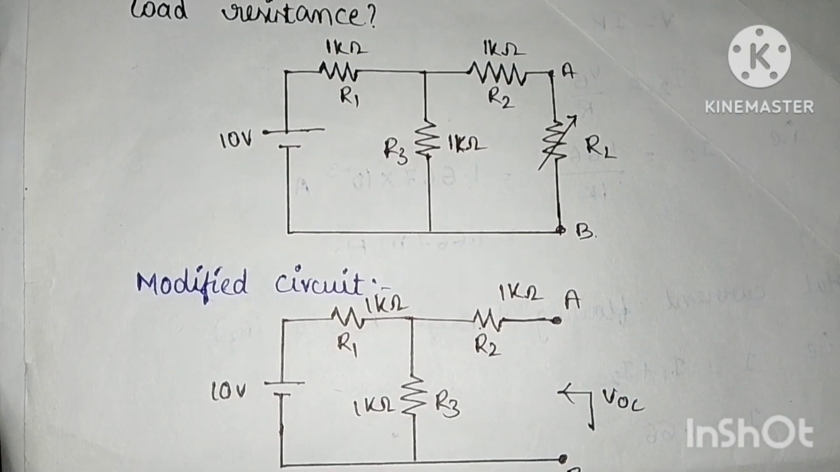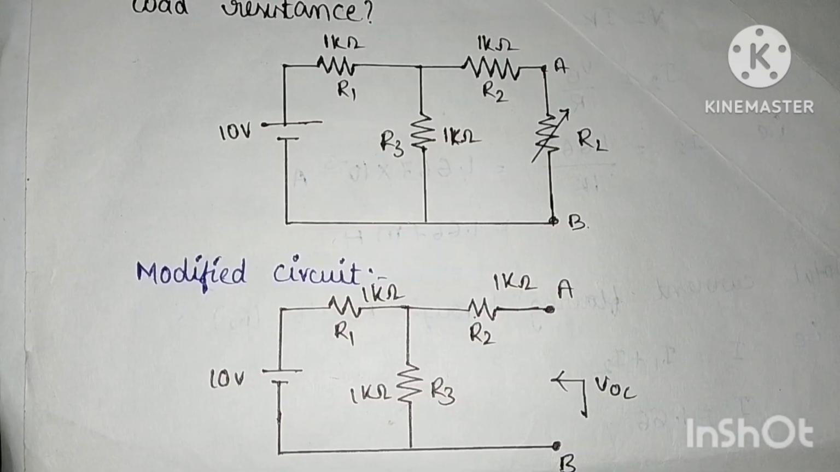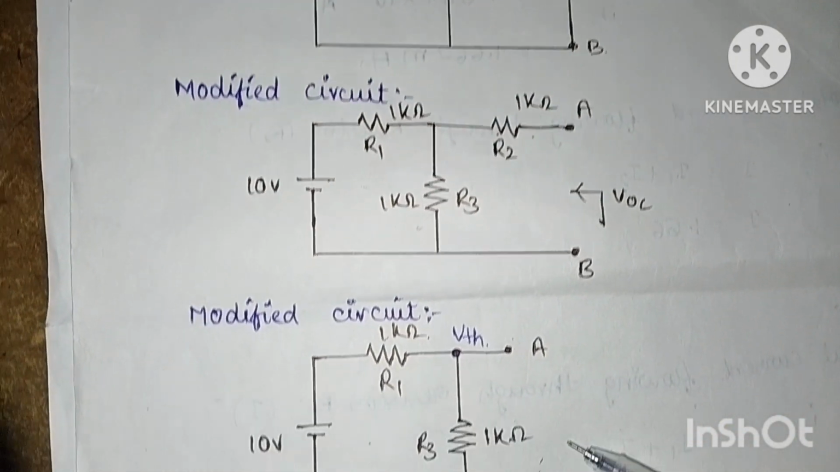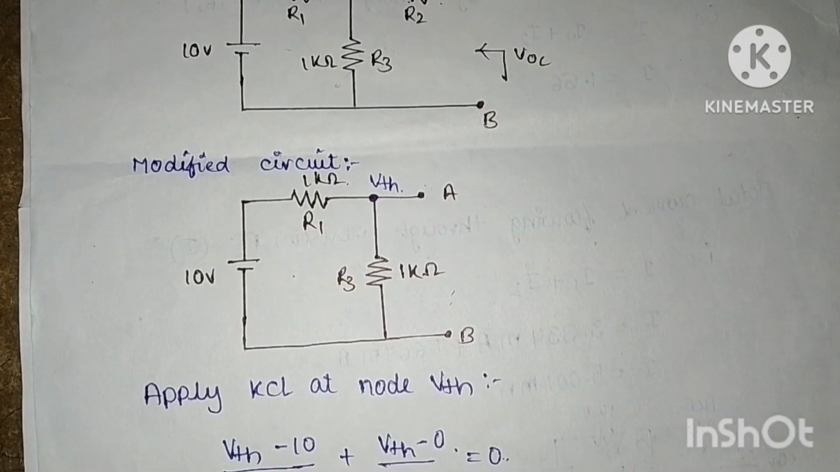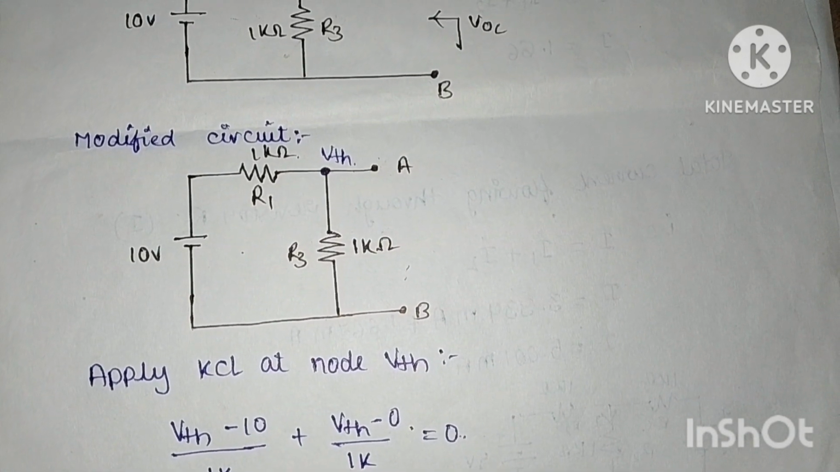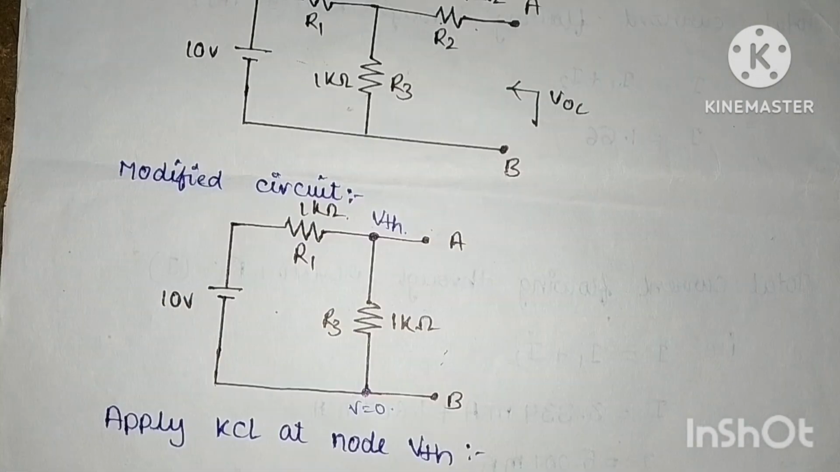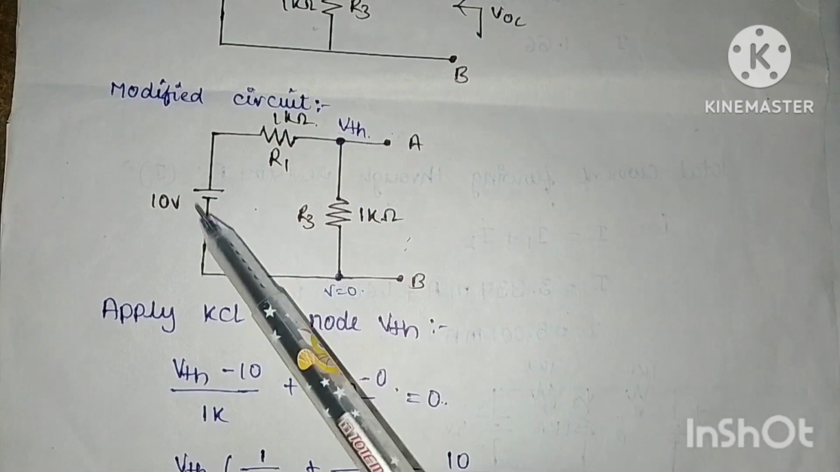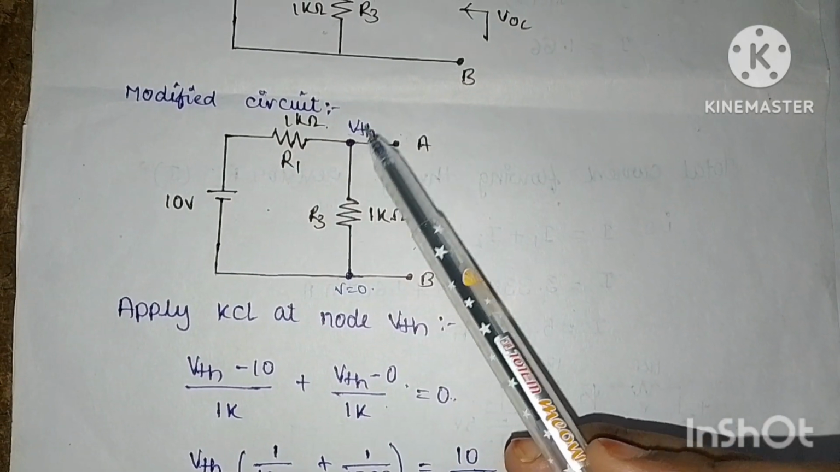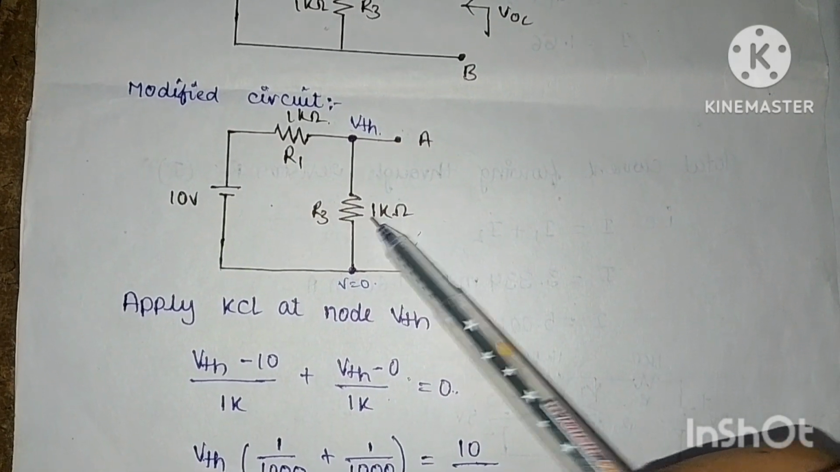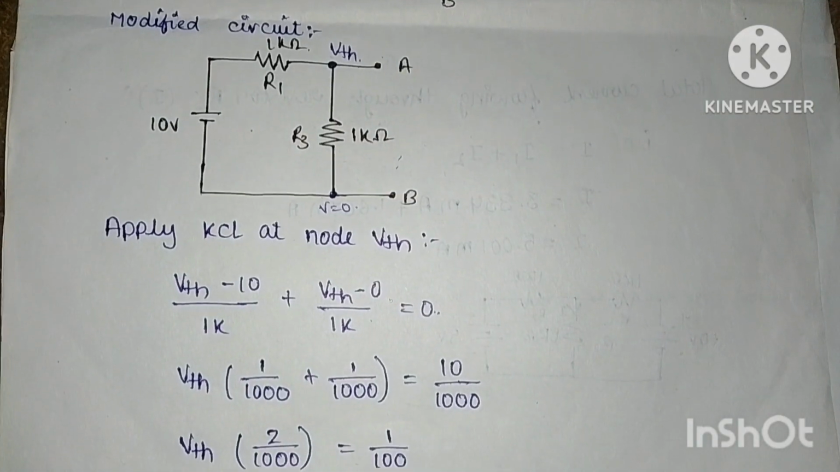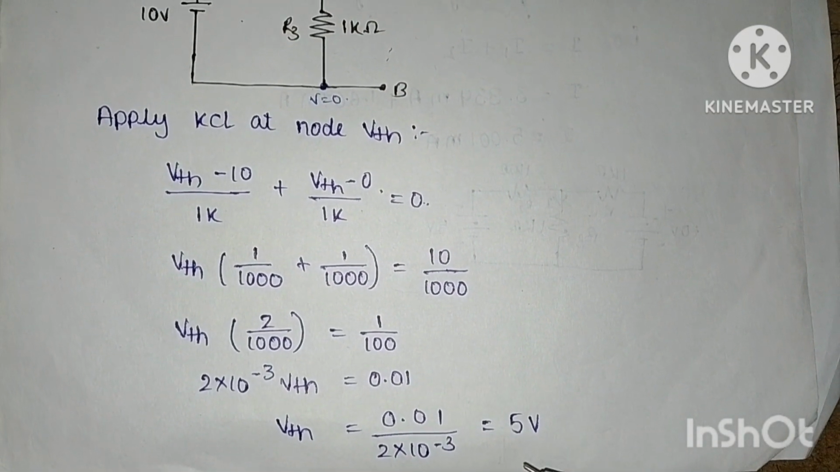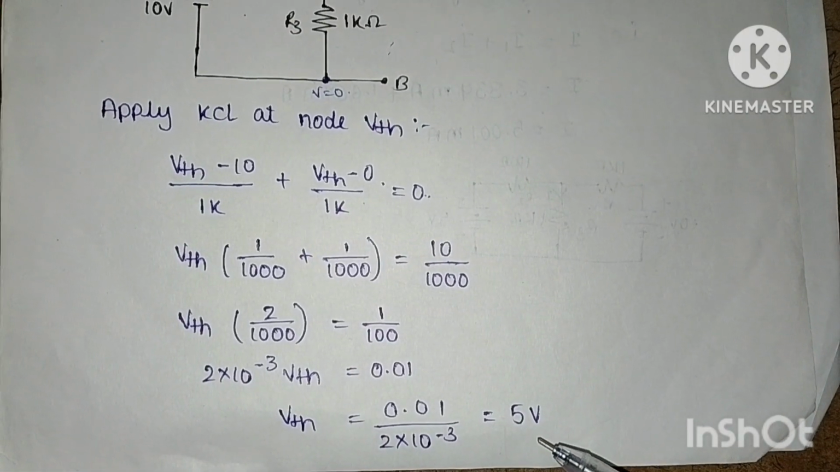In this network, we know that the voltage across the 1 kilo ohm resistor is 0. So the modified circuit is like this. Now we calculate the Thevenin voltage by using the node voltage analysis method. Apply KCL at the node: (VThevenin minus 10) by 1 kilo ohm plus (VThevenin minus 0) by 1 kilo ohm equals 0. Then finally we get VThevenin equals 5 volts.